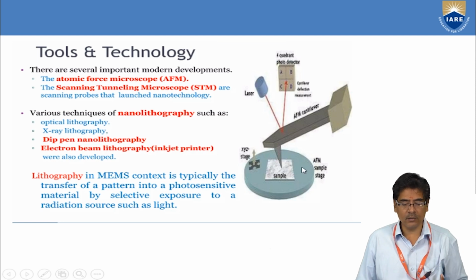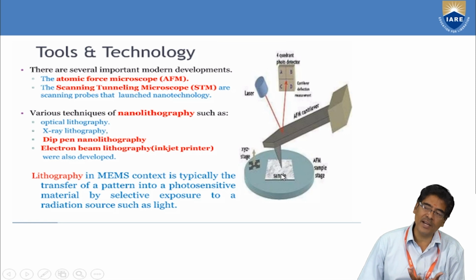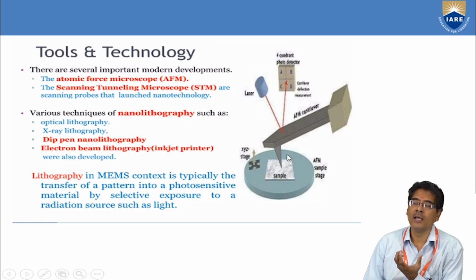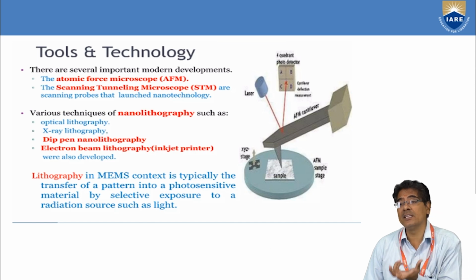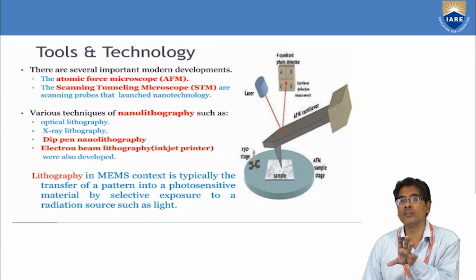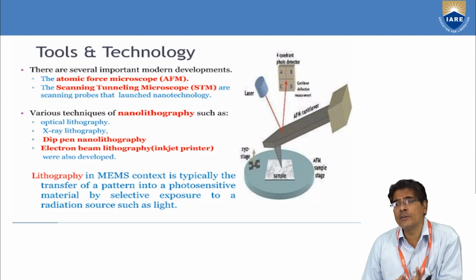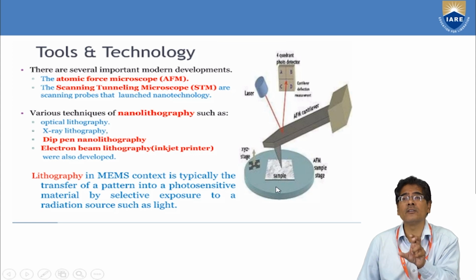So in MEMS devices, lithography plays a vital role. Writing a pattern on a silicon wafer, or etching a silicon wafer to certain nanometers, is not possible by normal methods. It is not possible by any other fabrication technique. The only fabrication method by which we can etch a silicon wafer to a few nanometers is the process of lithography. This lithography is of two types.